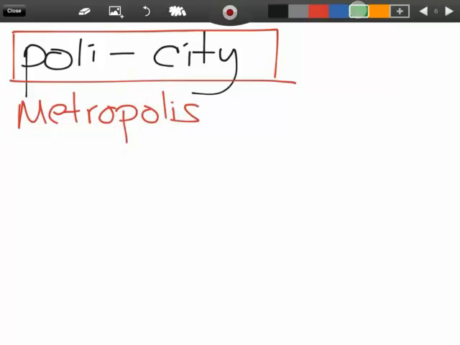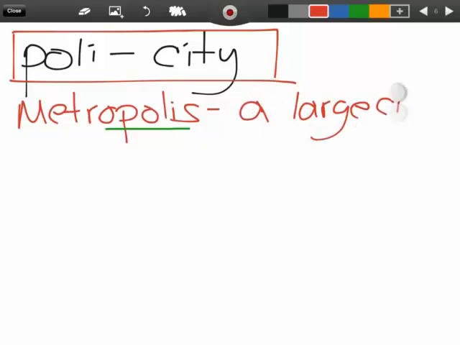And I will underline that root for you so you could see it. Poly. And metropolis means a large city. I'm going to give you another example.